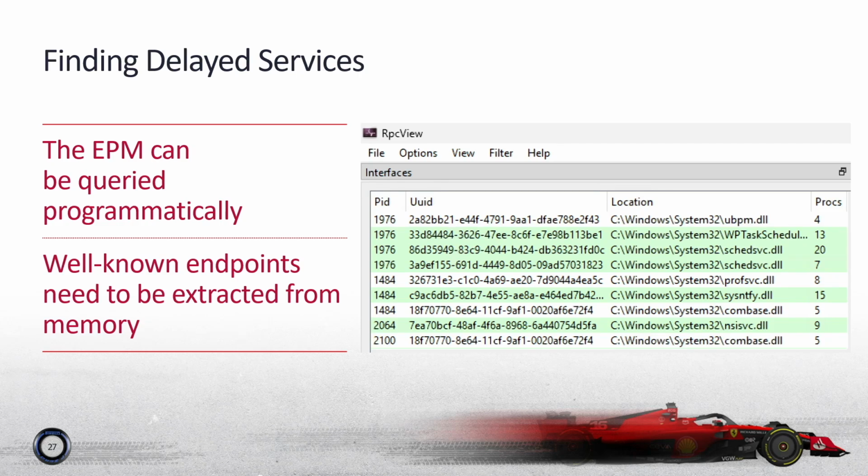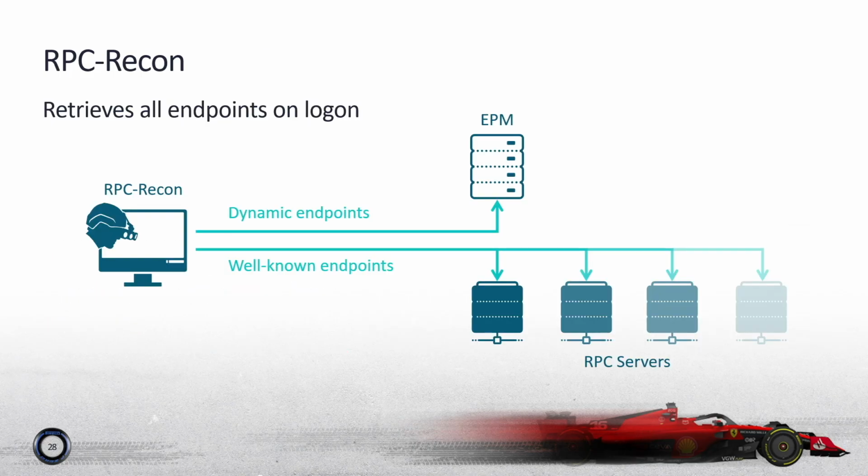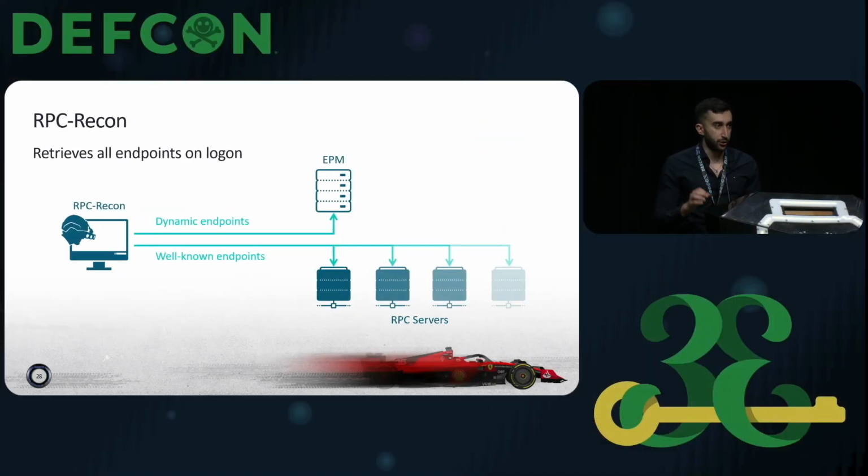Like I mentioned before, dynamic endpoints can be retrieved from the EPM remotely or locally using WinAPI. To be thorough, we need to also find the well-known endpoints. Several tools do that, most notably RpcView. It scans the memory of every process, locates the module rpcrt4, and parses internal structures to list the information shown here.